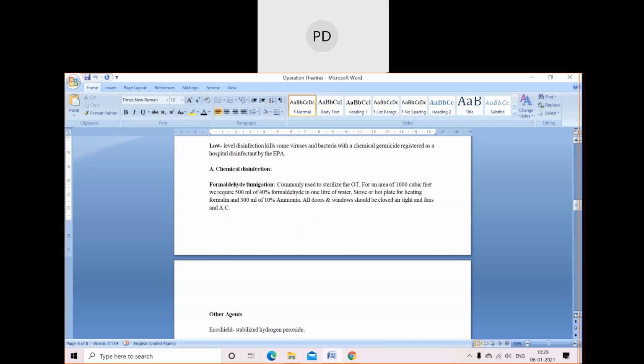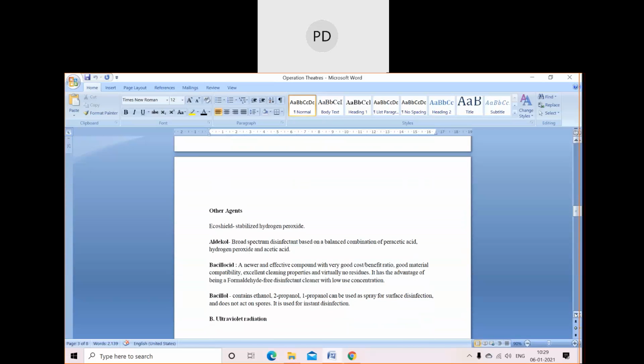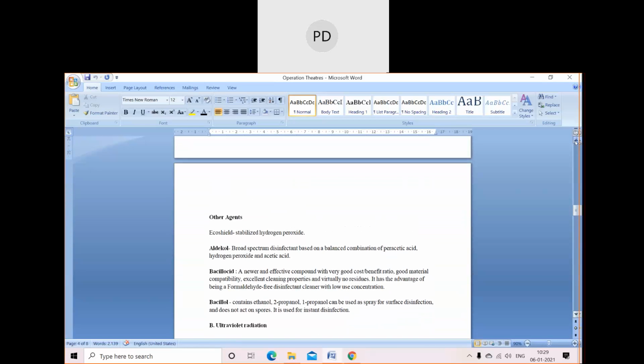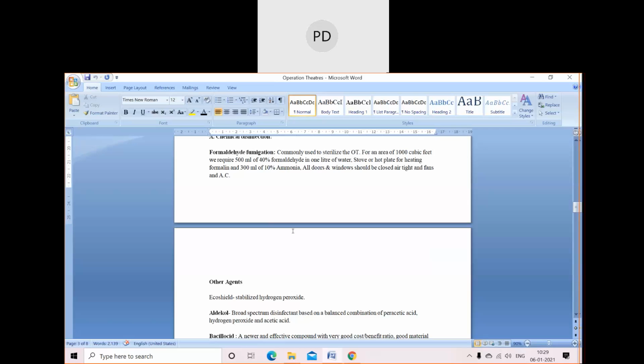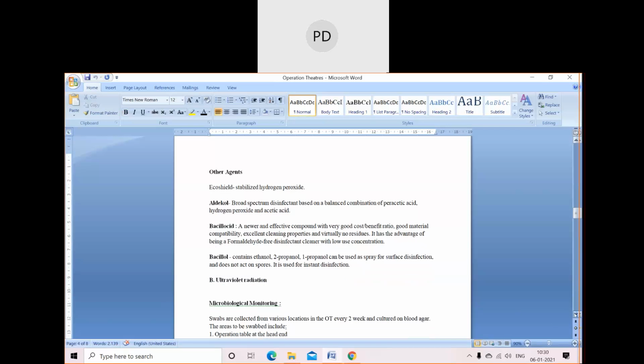And we also saw chemical disinfection agents and other agents. In chemical disinfectants, we saw formaldehyde fumigation. So while doing fumigation we use formaldehyde. What are the other agents which we can use for fumigation? That is aldicol, bacillocide, and bacillol. You only have to remember the names.